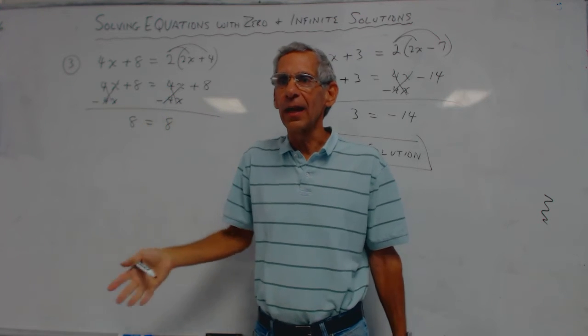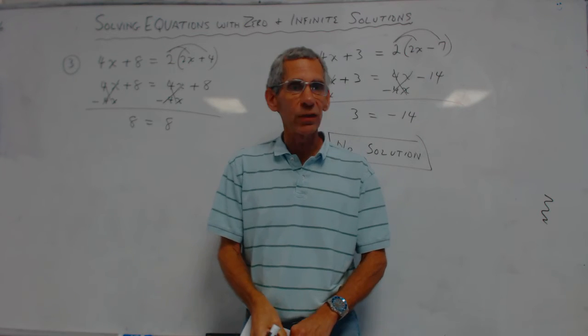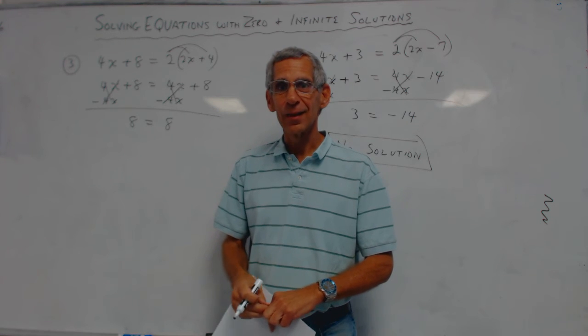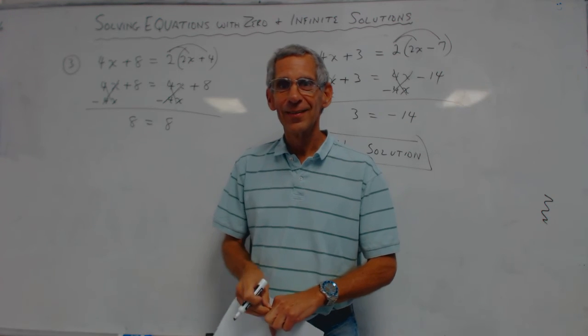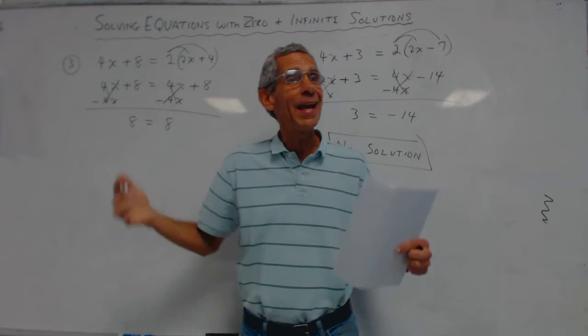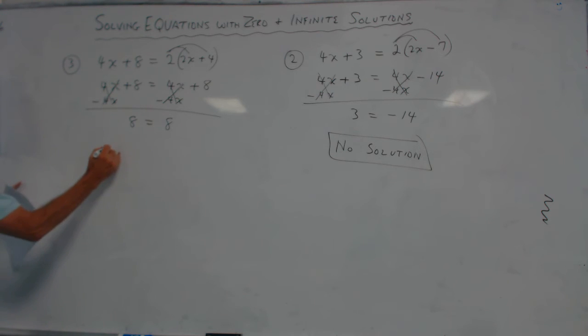That could be anything. I could have a million. I could have a billion. I could have a trillion. I could have a quadrillion. I could have a nonillion. I could have all these numbers. X could be anything. So this is what I would say: infinite solutions.